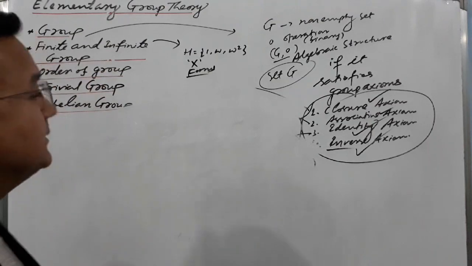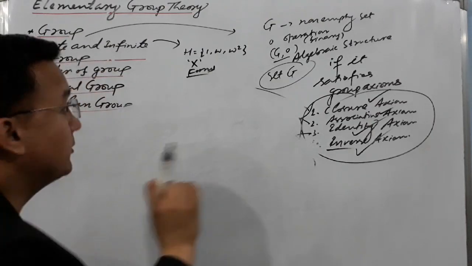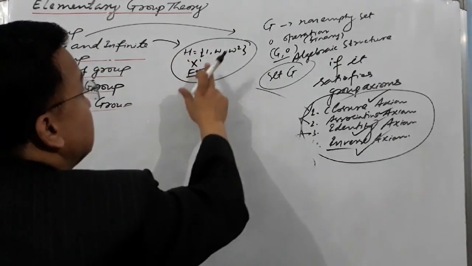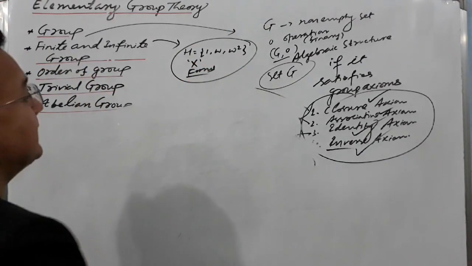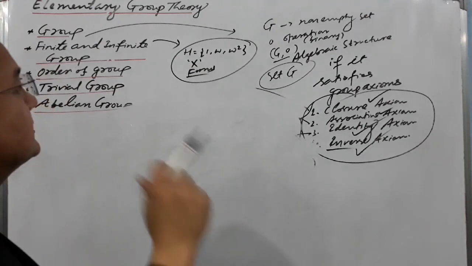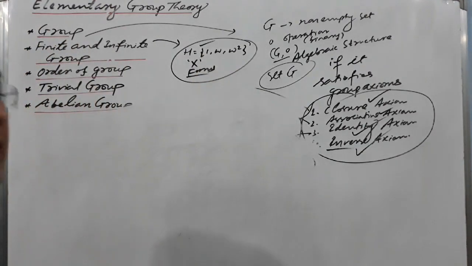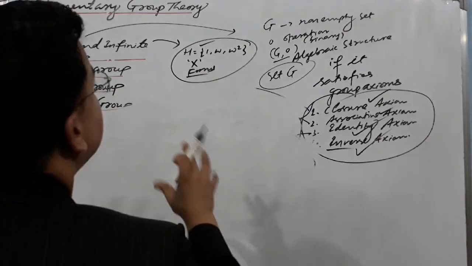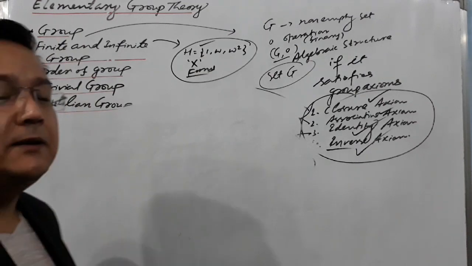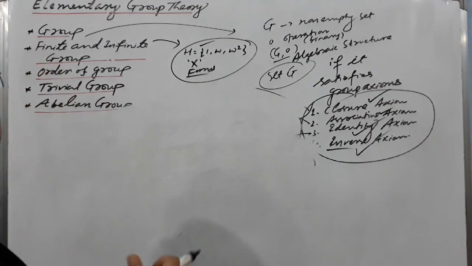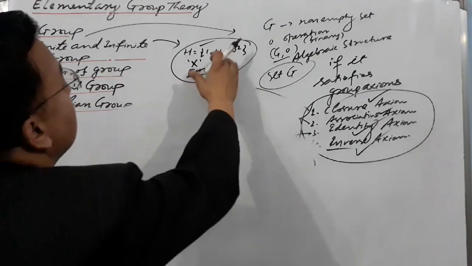I will tell you in the next video how this forms a group, but this forms a group under usual multiplication. And here the set H has three elements, finite elements. So that's why this is called a finite group. Similarly, if we have infinite elements in any set, then the set forms an infinite group. Now I think finite and infinite groups are clear. If a group has finite elements, then we can say it is a finite group, just like this one is a finite group.